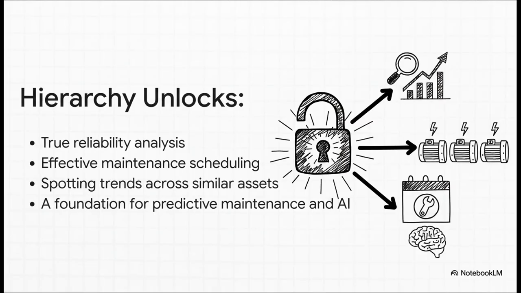Think about it. An accurate hierarchy is what lets you do true reliability analysis. It lets you spot trends like, hey, why is a specific model of motor failing on 3 different production lines? It's the absolute essential foundation for all the cool advanced stuff like predictive maintenance and using AI. It turns your data from just a boring record into a powerful strategic tool.